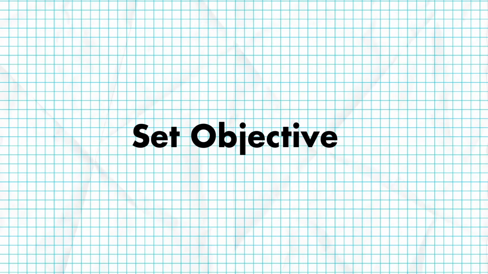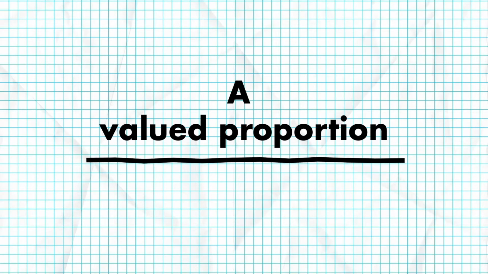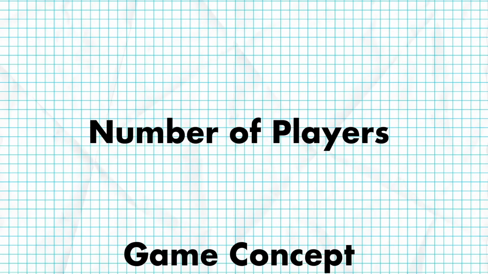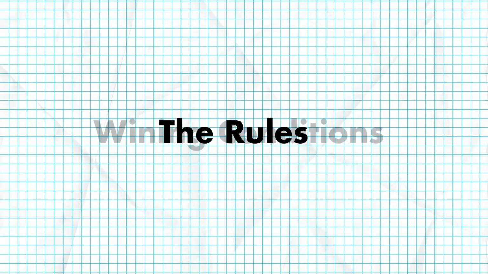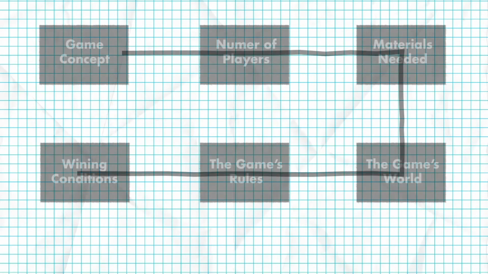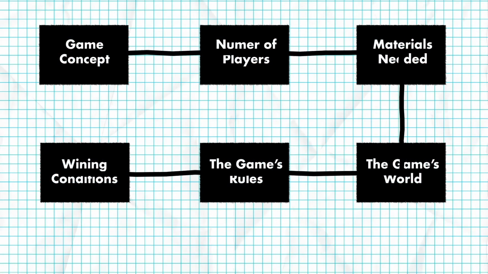In the first step, set objective, you want to create a value proposition of the game. Here, you explain your concept, the number of players needed, materials being used, game's world, the rules, and the winning conditions. Essentially, this is a kind of wireframe that shows how players play your game.